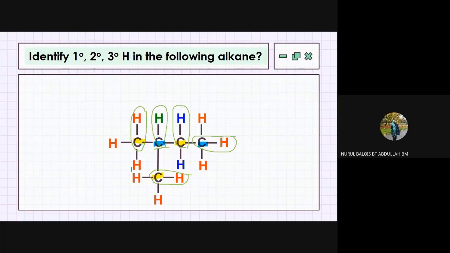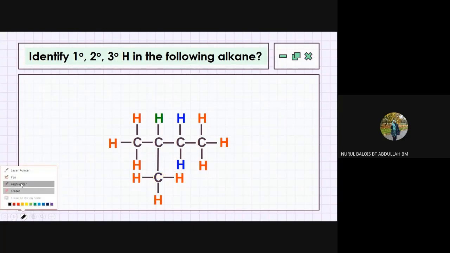Macam itulah. Okay, kalau saya kata saya nak carbon pula, how do you determine the class of carbon? Kita kena check tak semua carbon? Kena. So now let's check. Kita tengok carbon yang ni. Berapa banyak carbon directly attached to it? 1. So dia primary. What about this one? 1, 2, 3. So dia tertiary. What about this one? 2. Secondary. What about this one? Primary.